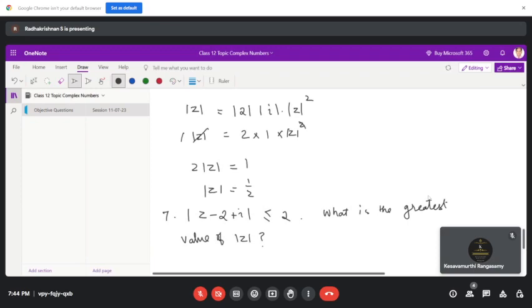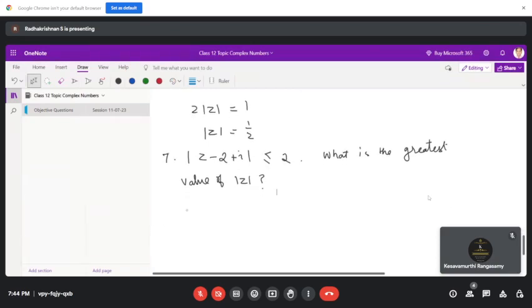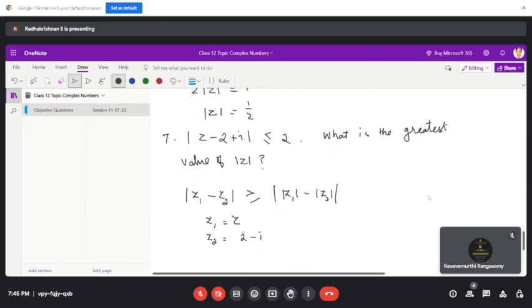Okay. So in this problem, the concept that you use here is mod of z1 minus z2 is greater than or equal to the difference of the individual mods of z1 and z2, whole mod. Very good. So if you see problems like this, this is the concept or formula that you need to use. Here your z1 equals z and z2 equals minus of 2 minus i. So use this method.